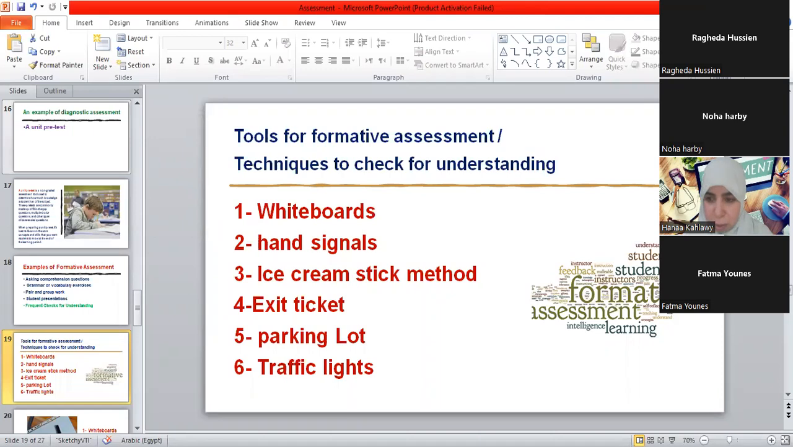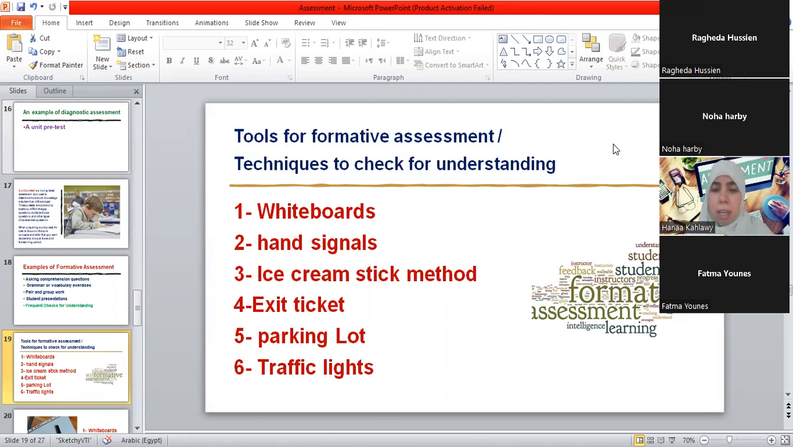I used it before. You bring the sticks of ice cream and write the names of your students, then put all of them in a jar or in a cup. When you want to ask a question, you just choose a stick and say the name of the student. All of the students pay attention because they know you can ask them anytime.